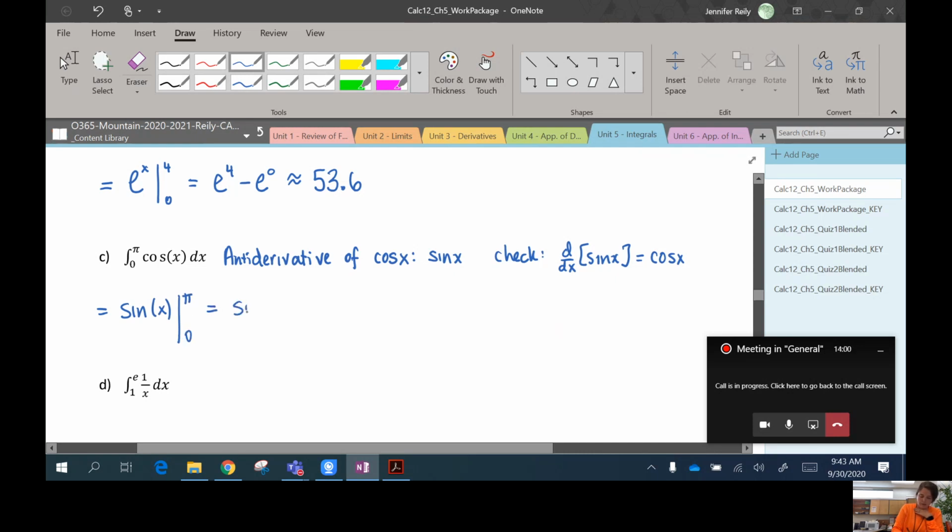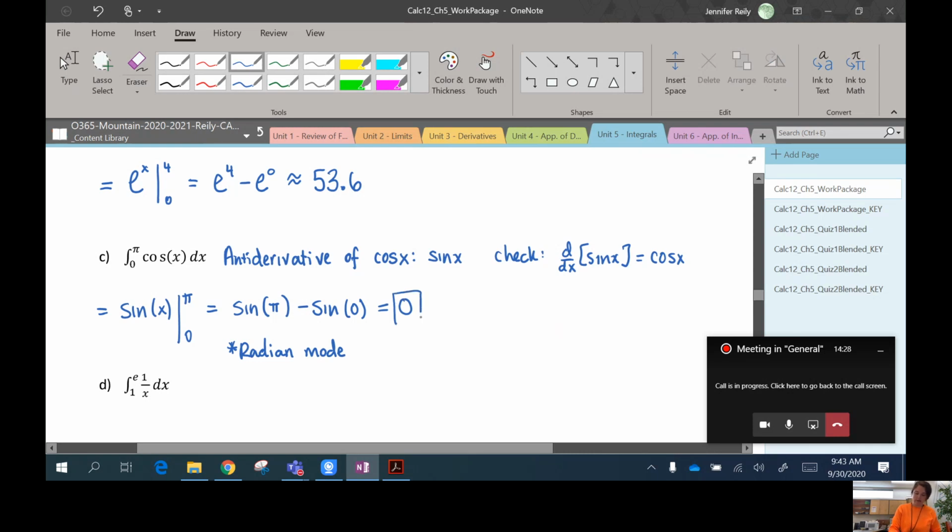So we're going to be evaluating sine x at pi and 0 and subtracting. When you use your calculator for this, if you don't already know what sine of pi and sine of 0 are, if you have not taken pre-calc 12, then make sure you're in radian mode. I'll just put that under here. If you're not sure how to turn your calculator into radian mode, let me know and I will help you with that. So sine of pi minus sine of 0 turns out to be 0.